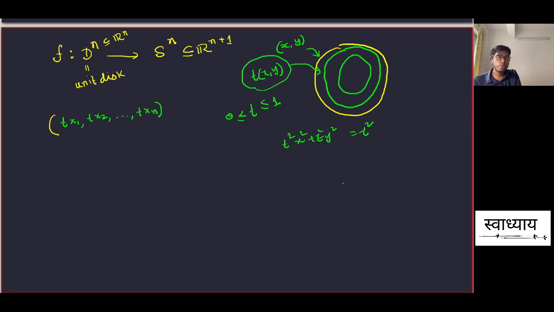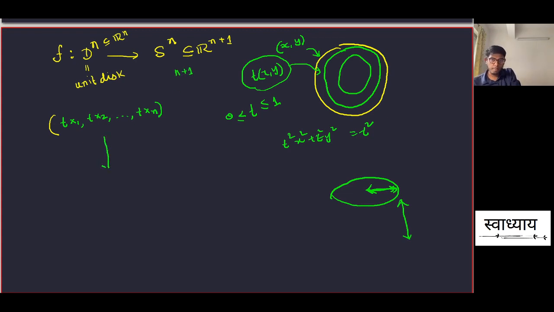So you see that on a sphere, one determines the height, and the other determines the radius of the circle. So that is what we have. That's why we are getting one more coordinate. That's why this has n plus 1 coordinates.